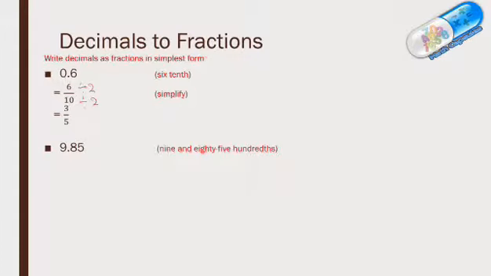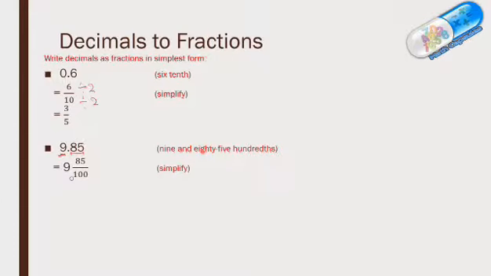Another example, we have 9 and 85/100. Please, if you don't remember the place value, look back into the video of the place value and place value chart. So it is 9 and 85/100. How do I write it? We have a whole number part, which is 9, and we have a decimal part, which is 85 after the decimal point.